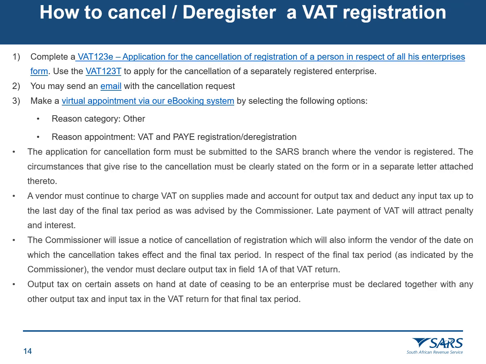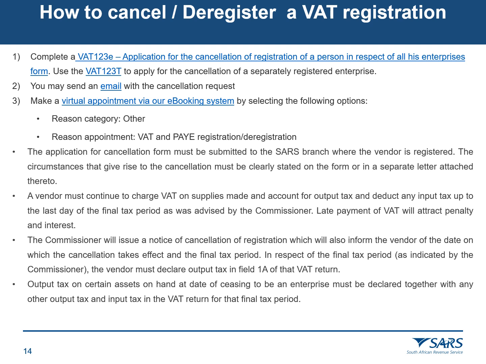How to cancel or deregister a VAT registration. You will be required to download and complete a VAT 123E for cancellation. And if you are cancelling a separately registered enterprise, you need to download the VAT 123T. The request can be sent to SARS via email, or a virtual appointment can be made using the SARS e-booking system.